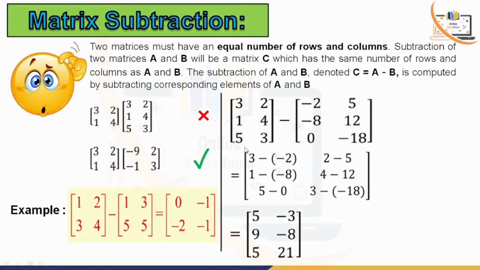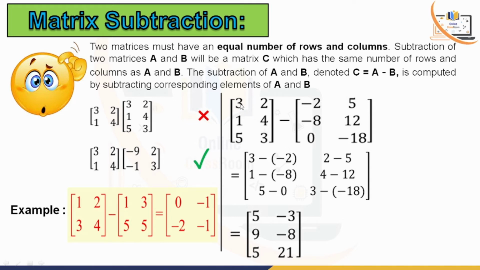Now we are focusing on rectangular matrix subtraction. This is one of the rectangular matrix 3 cross 2. And this is another rectangular matrix, basically 3 cross 2. So if we want to subtract it, obviously corresponding orders are same, so we can easily subtract it.